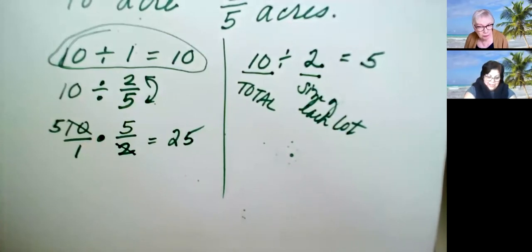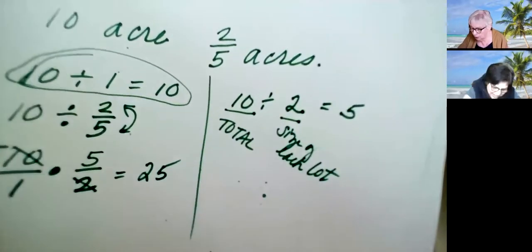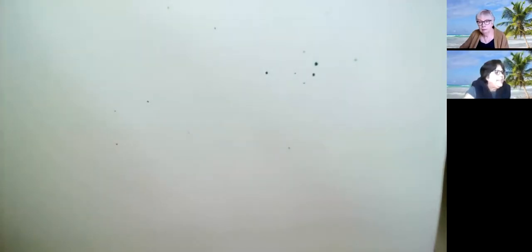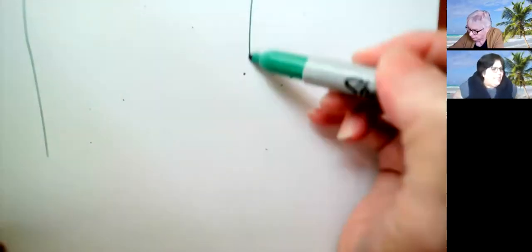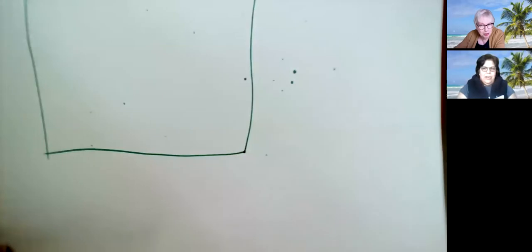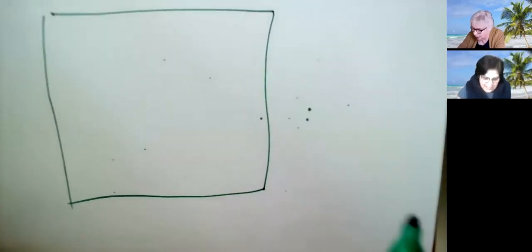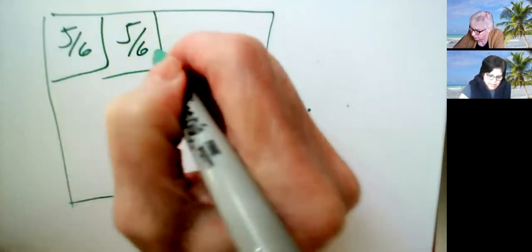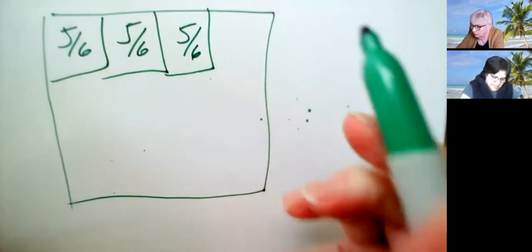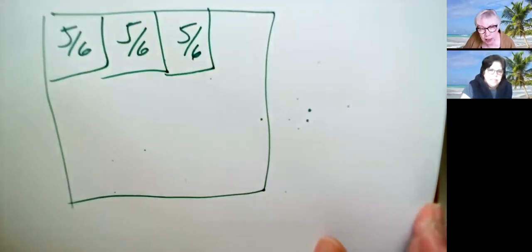Okay, hold on now. This is the one I'm going to do now. I'll tell you in a minute. 10 divided by 1 is 10. A 10-acre piece of land is subdivided into 5/6-acre lots. How many lots are there? And if in doubt, draw yourself a picture. So here's 10 acres, and we have like 5/6. You know what I mean? Like that. So you visualize what it is.